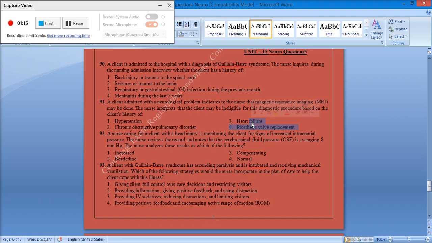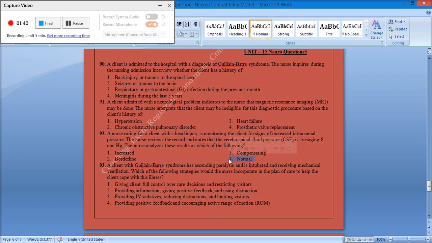92. A nurse caring for a client with a head injury is monitoring the client for signs of increased intracranial pressure. The nurse reviews the record and notes that the cerebrospinal fluid pressure is at a varying mmHg. The nurse analyzes these results as which of the following? 1. Increase, 2. Borderline, 3. Compensating, 4. Normal. The correct answer is 4. Normal.